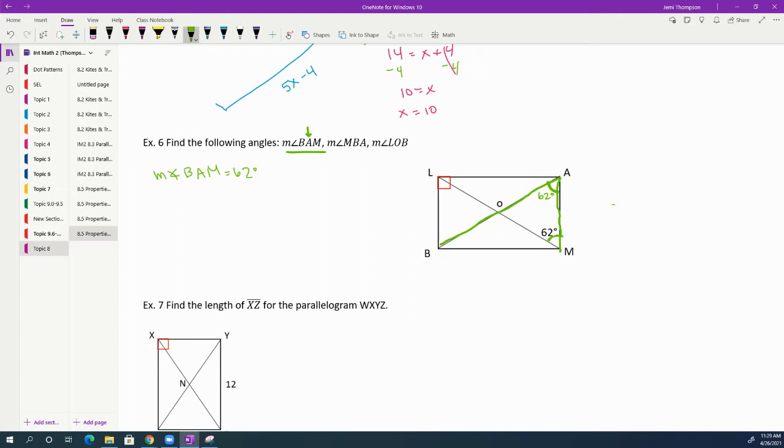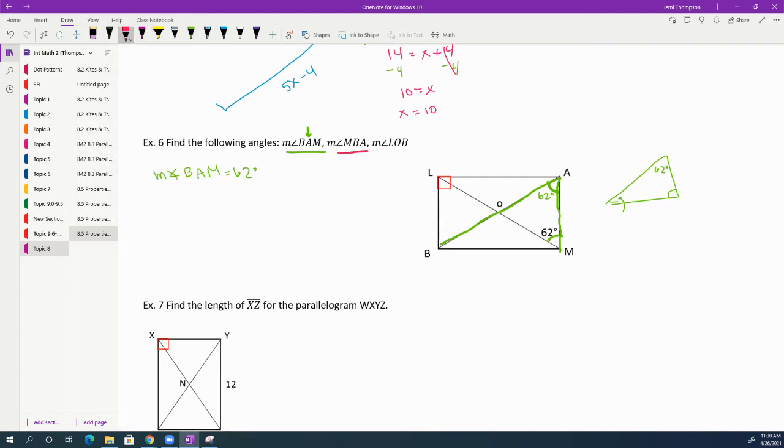Here's another way to look at it. If I draw this large triangle, 62, I know this is 90. I could find this missing triangle and work out from there. Okay. So let's go on to the next one.